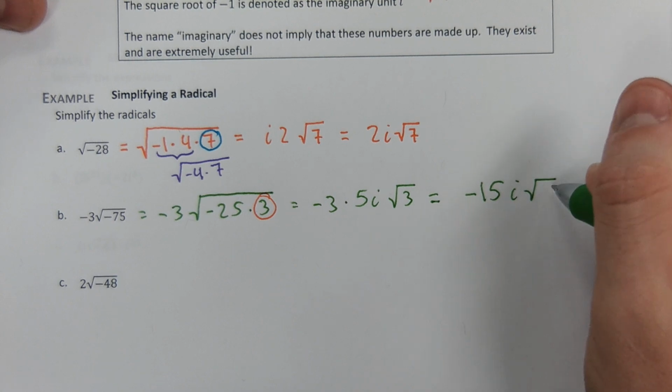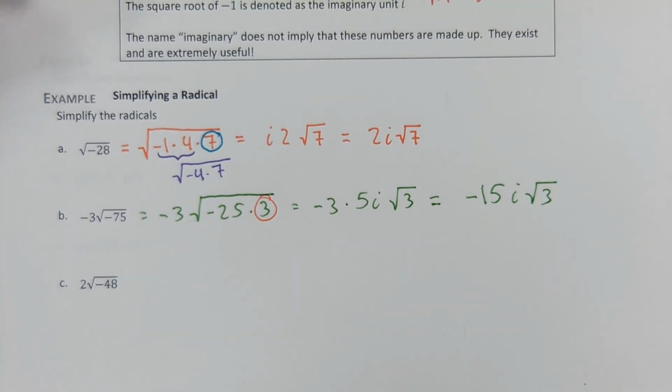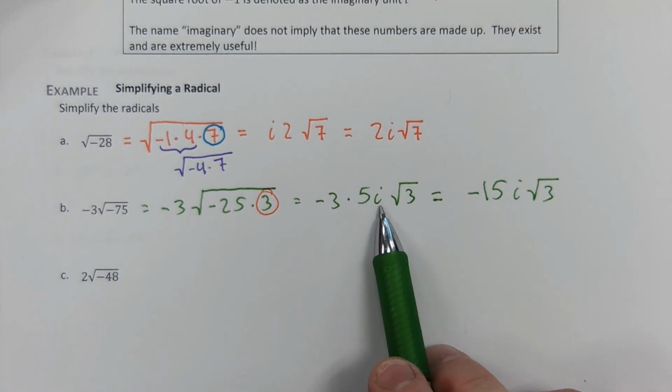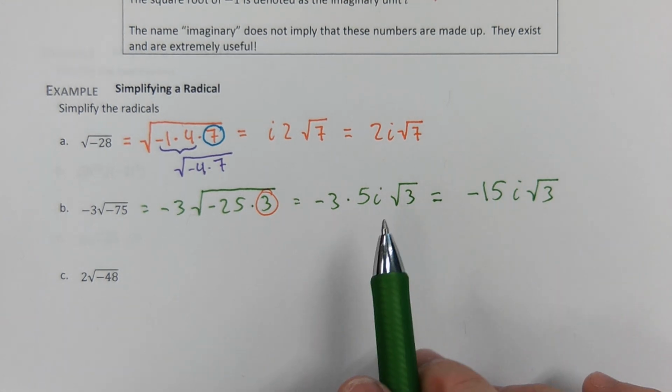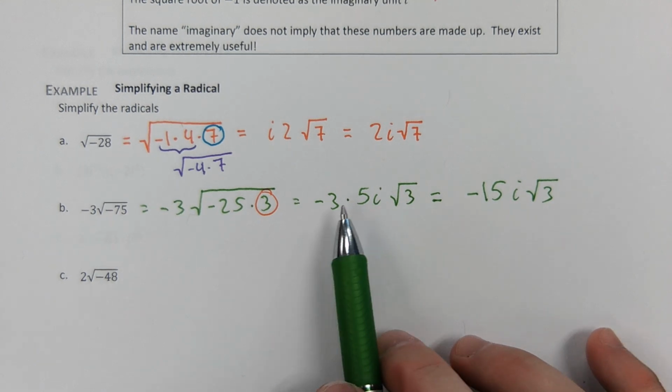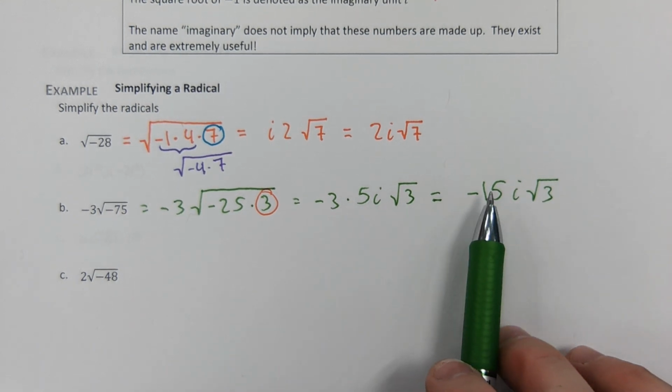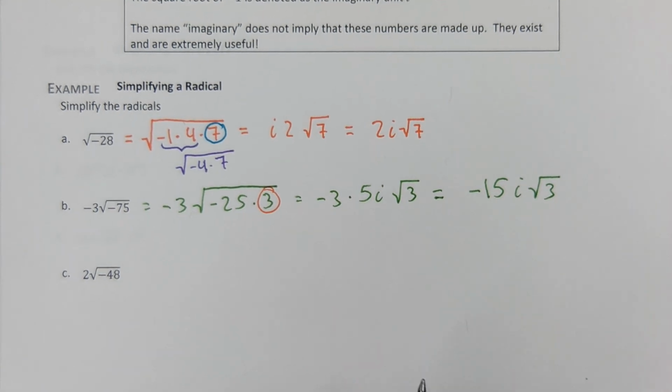At this point, someone tries to ask a question, but wait, wouldn't this give me a positive number since i is negative? No. i is not a negative number. i is the square root of a negative number. That does not inherently give it a negative sign, okay? So i is not a negative number. -3 times 5i is -15i. All right.